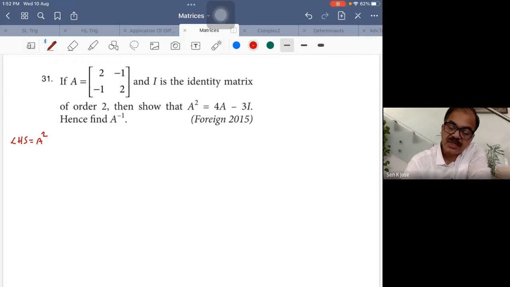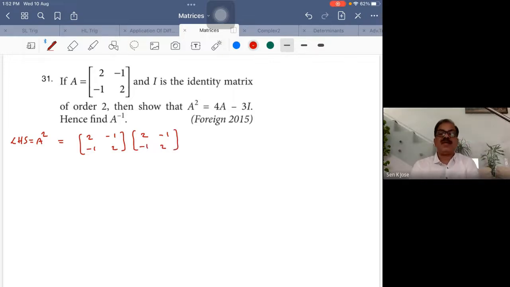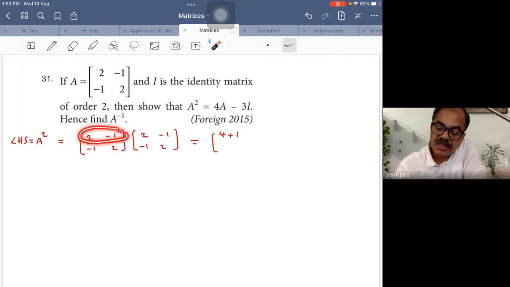So LHS is A squared, which is equal to 2 minus 1 minus 1 2 into 2 minus 1 minus 1 2. A squared is not squaring of individual elements of A. A squared is A multiplied by A itself. So I copy my A 2 times and multiply the first row with the first column. So that's going to be 2 into 2, 4 plus 1. Then first row into the second column. So that's going to be minus 2 minus 2.